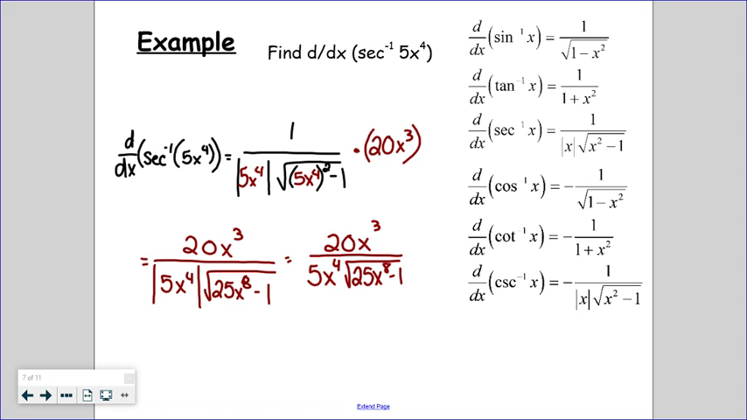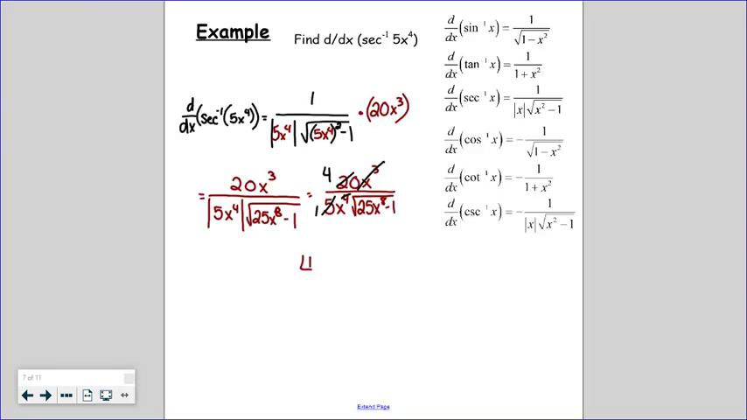Okay. You wouldn't see probably that answer in a multiple choice option. You would see the simplified version of it, and that's where I can simplify 20 and 5, both divisible by 5. X to the fourth, x to the third, I can take an x to the third out of each of those, right? Leaving me overall with 4 over x square root of 25x to the 8th minus 1.